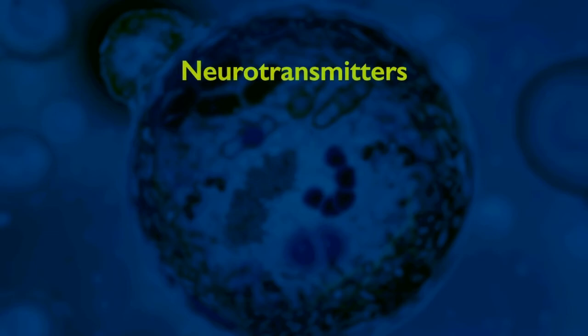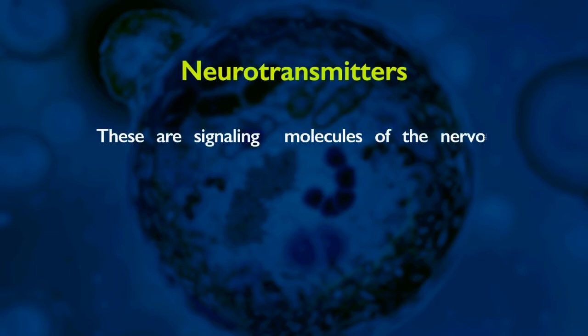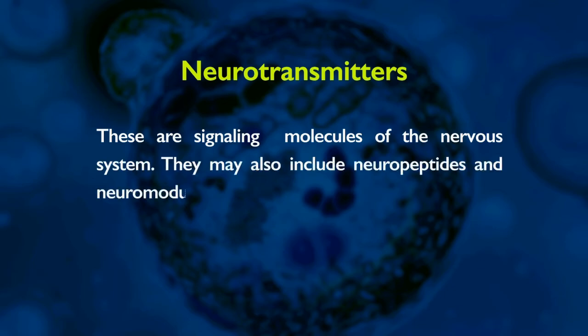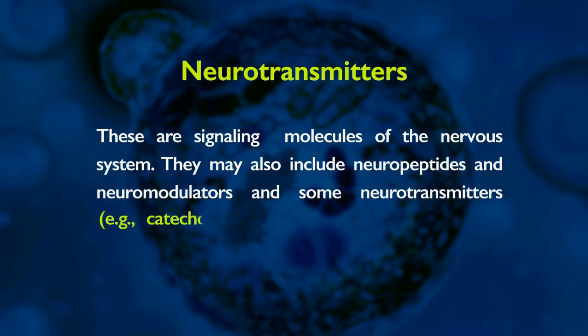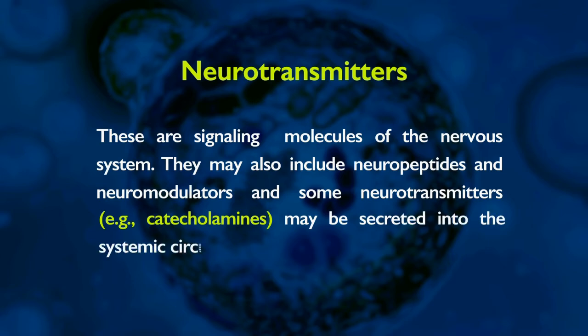The next class are the neurotransmitters. These are signaling molecules of the nervous system. They may also include neuropeptides and neuromodulators and some neurotransmitters. For example, catecholamines may be secreted into the systemic circulation by the endocrine system.